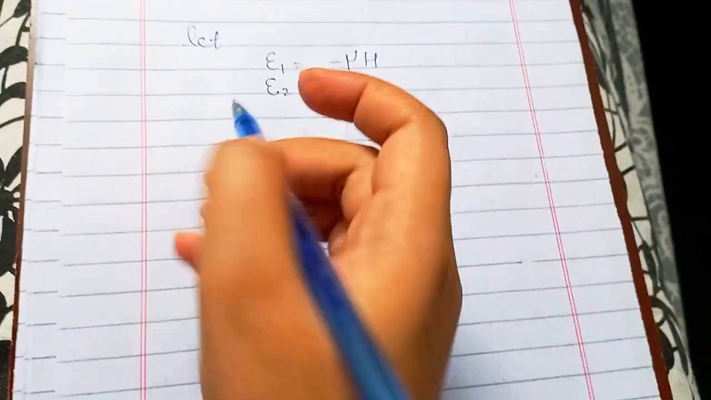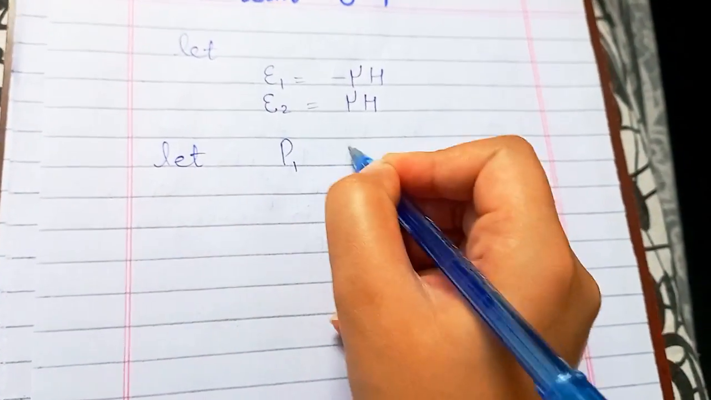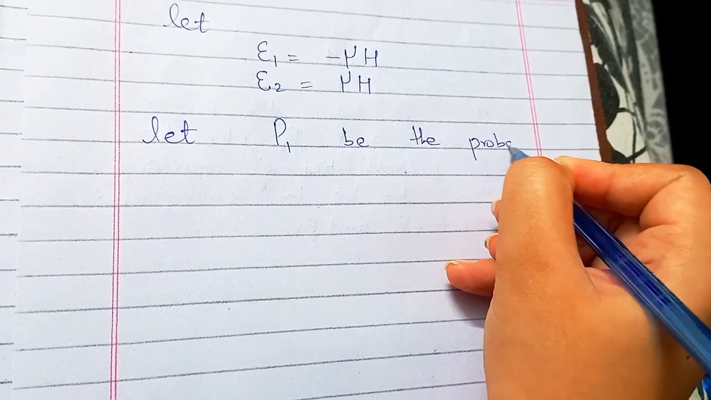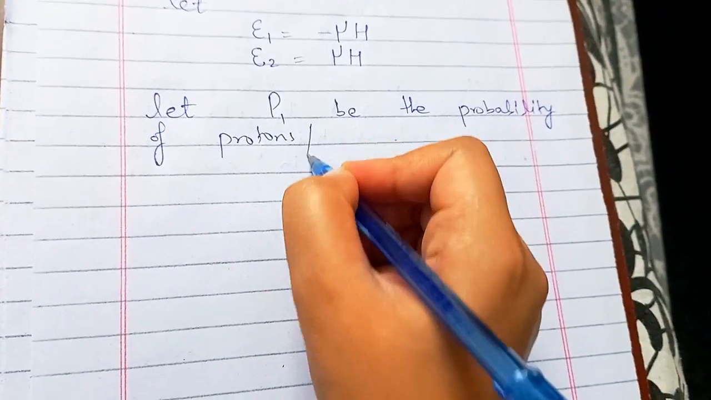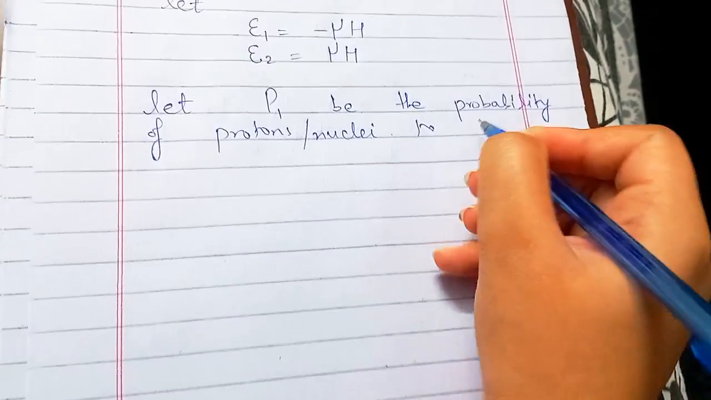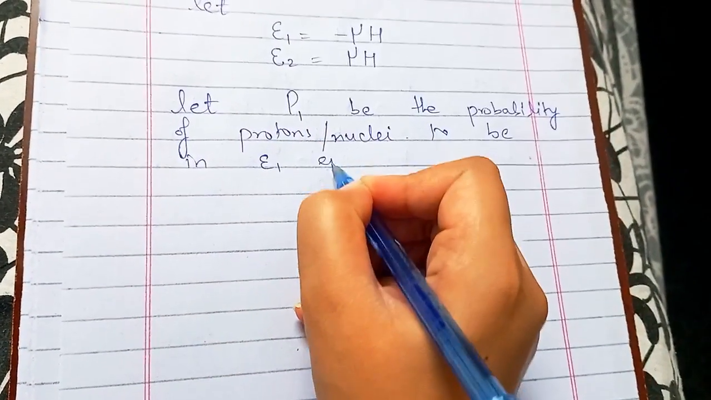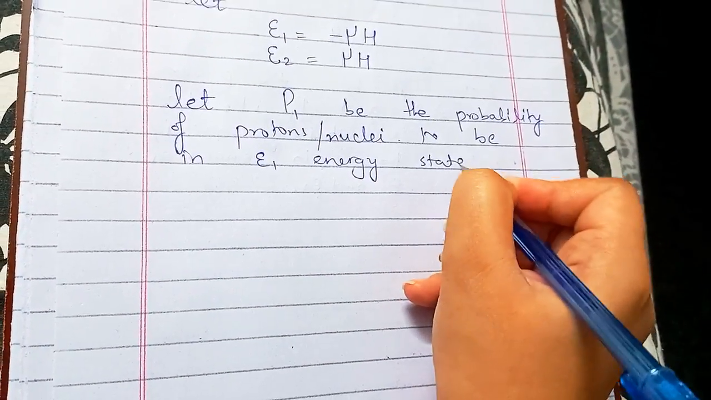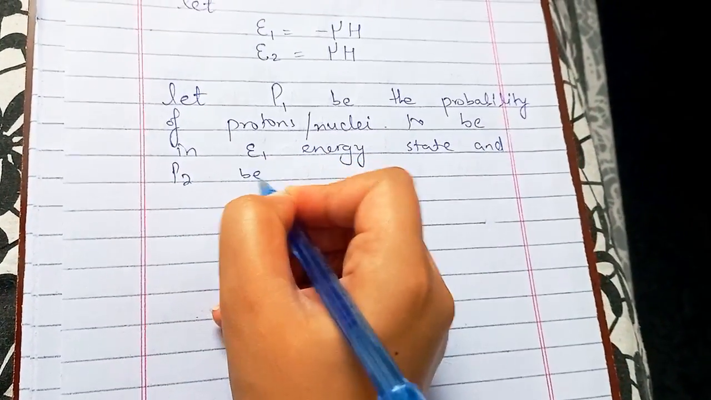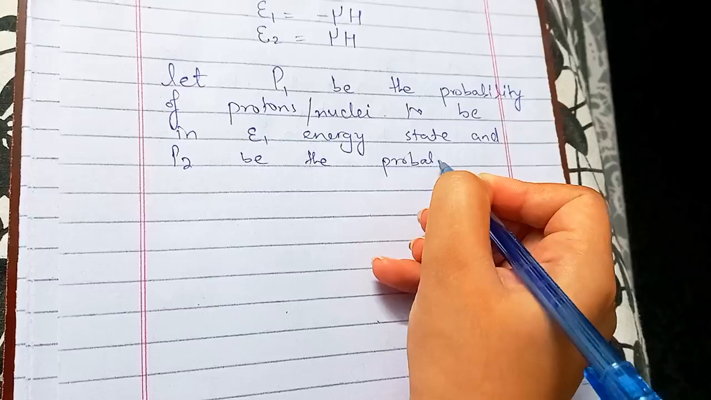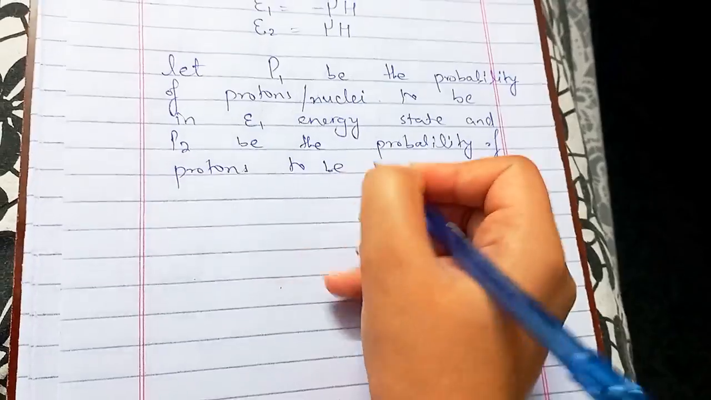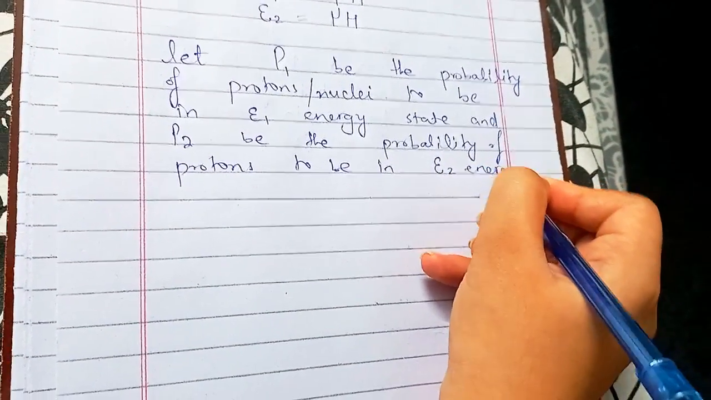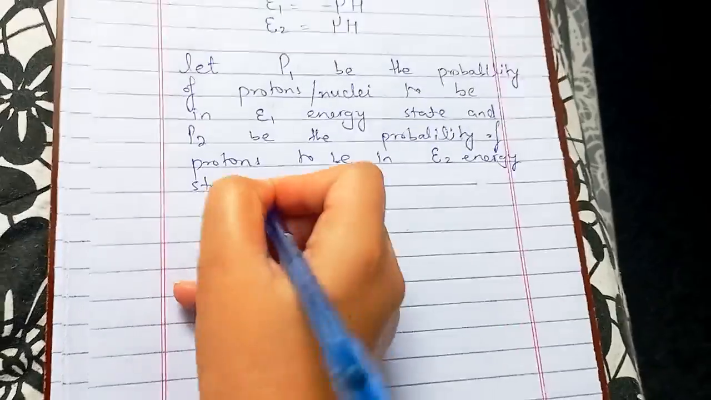These are the two possible energies. Let P1 be the probability of protons, or you can say nuclei, to be in the E1 energy state, and P2 the probability of protons to be in the E2 energy state. So let's write down the probabilities.